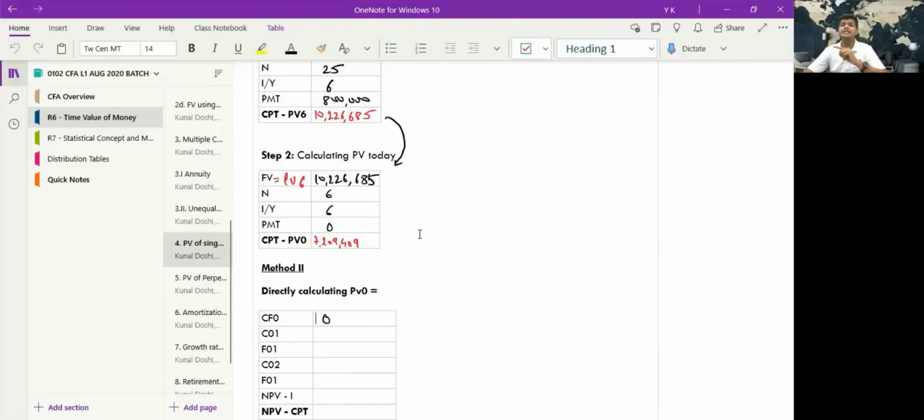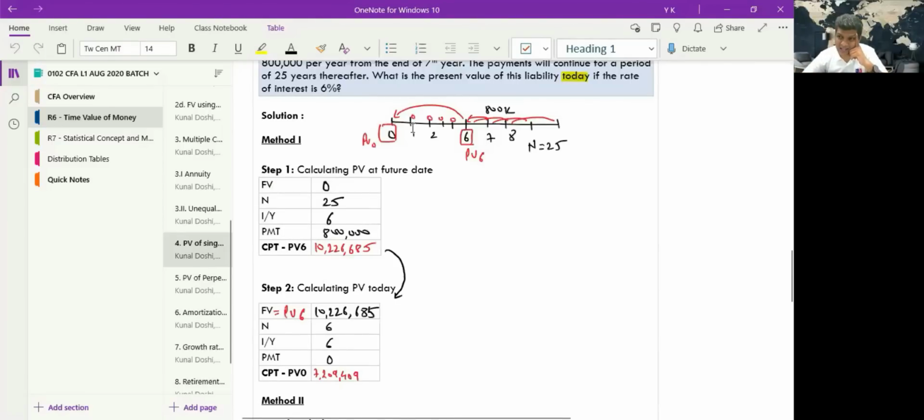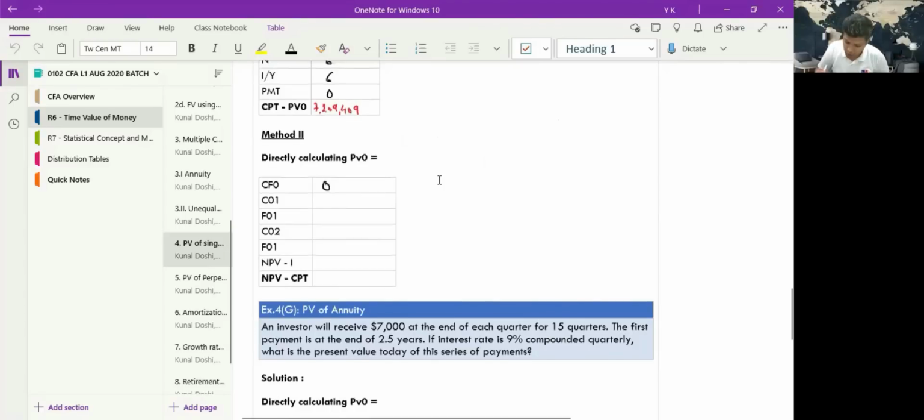Your C01, that is cash flow at year 1. What should that be? Do you have any cash flow in year 1? Well, no. In year 1 also you have no cash flow. And for how many years do you have no cash flow? For 6 more years. So your C01 will also be 0, and the frequency you are going to put is 6.